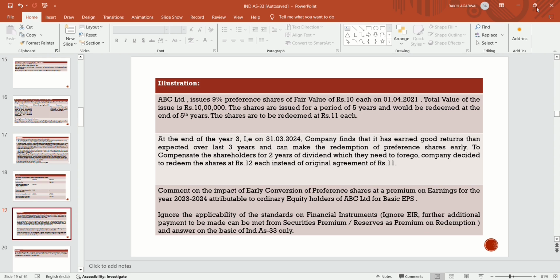Comment on the impact of early conversion of preference shares at a premium on earnings for the year 23-24 attributable to the ordinary equity holders of ABC Limited for basic EPS. Ignore the applicability of standards on financial instruments. Ignore the effective interest rate. Further, the additional payment can be made from the securities premium reserve as premium on redemption. Answer on the basis of Ind AS 33.